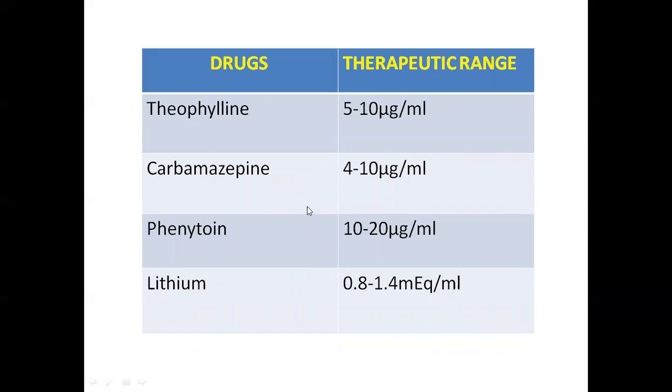Next, these are some examples. Theophylline we are giving for asthmatic patients. Here the range should be 5 to 10 microgram per ml. So we should maintain that level. If it is more than 10, it will produce more side effects. If it is less than 5, it won't produce any effect.